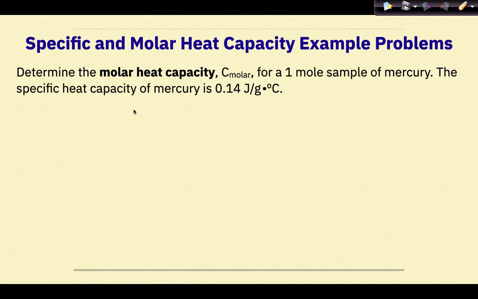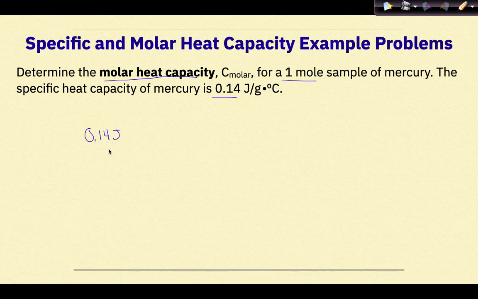Let's look at another example. Determine the molar heat capacity. So we're doing something a little bit different here. For a 1 mole sample of mercury, the specific heat capacity of mercury is 0.14 joules per gram degrees Celsius. Okay, so the first thing that we're going to do is write down our given.